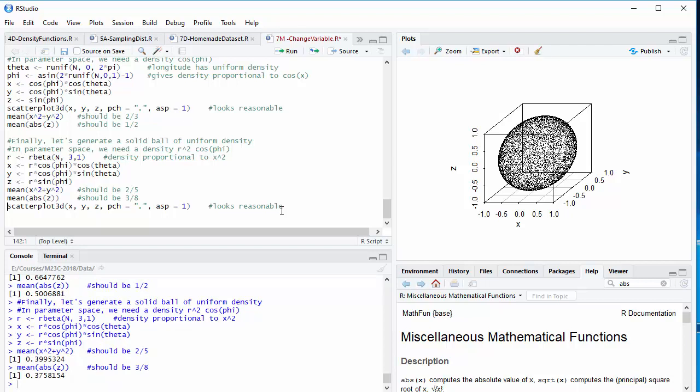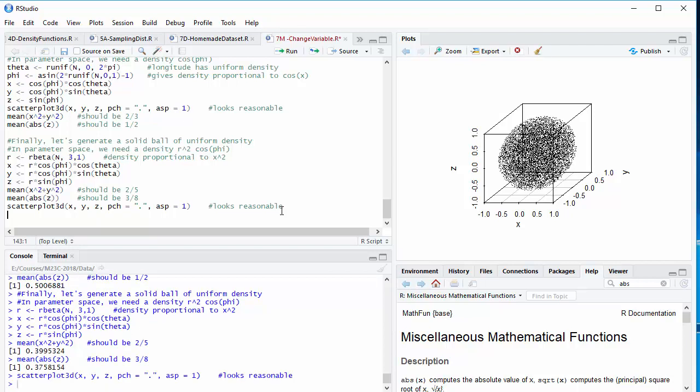Finally, we can do a scatter plot of this, and it looks uniform to my eye, but I think those calculations with the expectation are better confirmation.